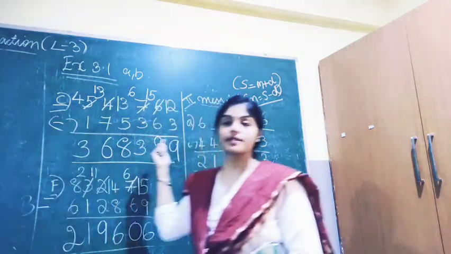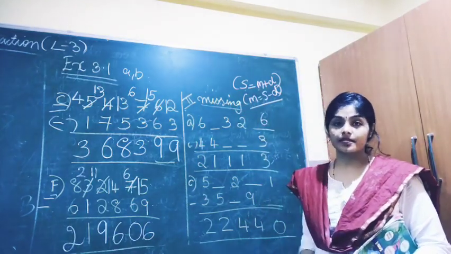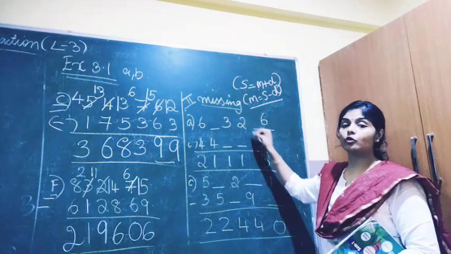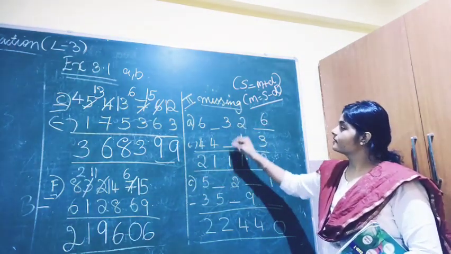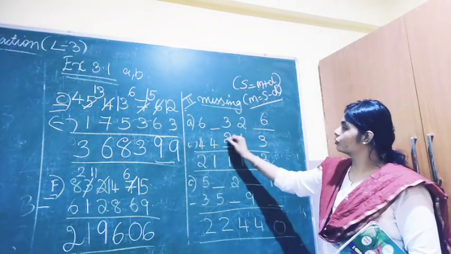Understood, children? Now can you see? This subtrahend is missing. This is the formula. Minuend is missing. This is the formula. Now minuend is missing. So you should add 2 and 1. 2 plus 1 is 3. Here also 3 minus 1, sorry, 3 minus 1 is 2.